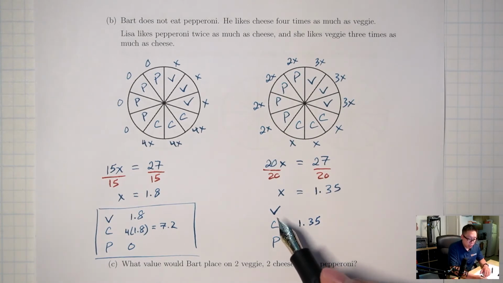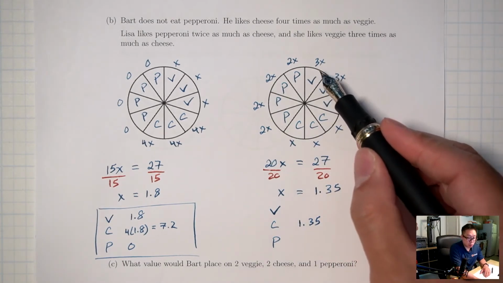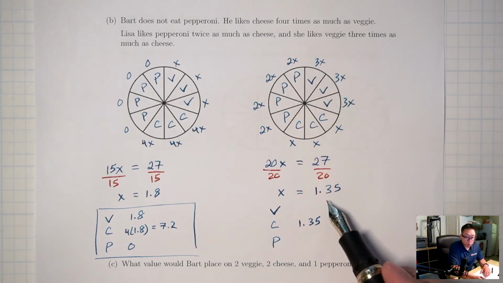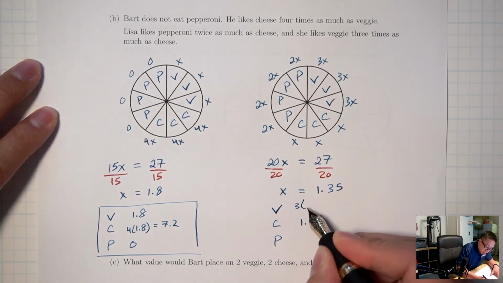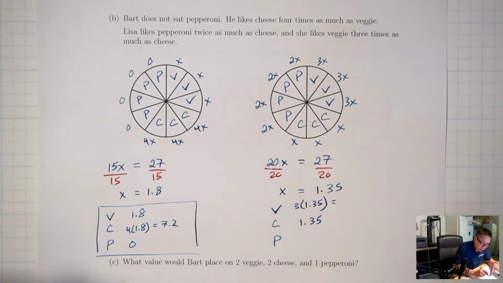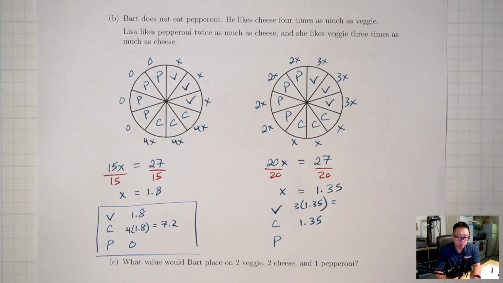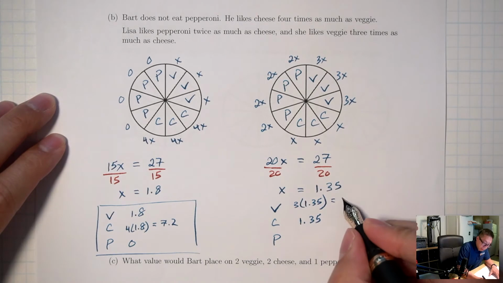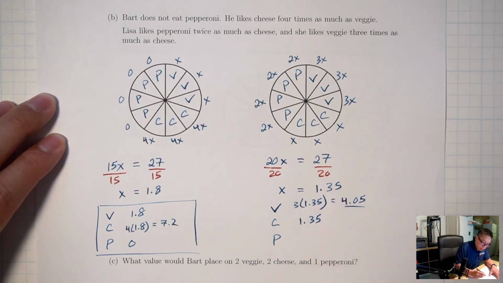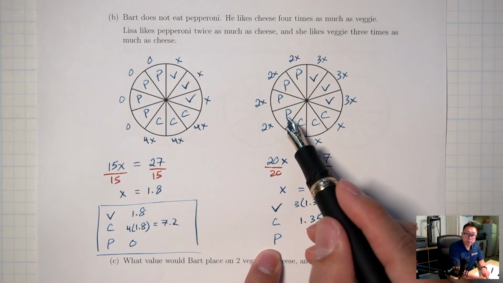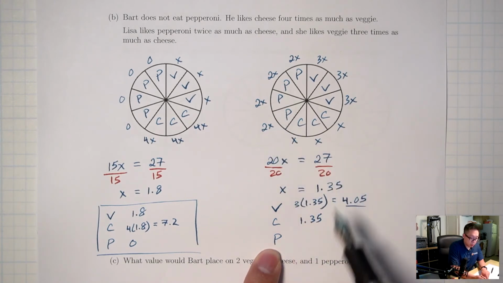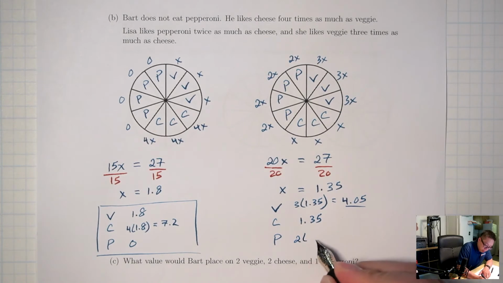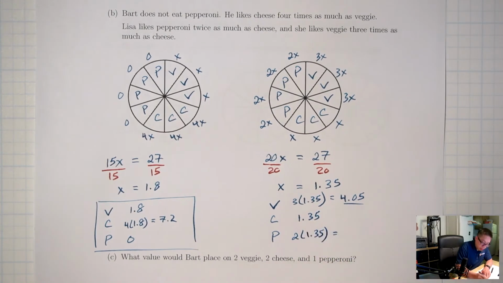What about veggie? Veggie, we labeled as 3x. That means 3 times x. So 3 times the 1.35. So 3 times 1.35 is 4.05. And then pepperoni, we labeled as 2x. That means 2 times x. So 2 times the 1.35. 2 times 1.35 is 2.7.